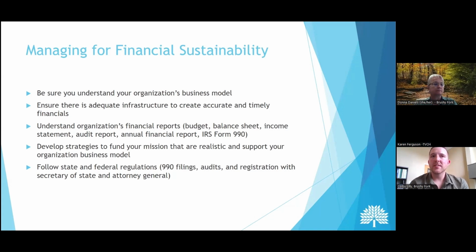Also develop strategies to fund your mission that are realistic and support the business model. And lastly, follow state and federal regulations. And that includes filing 990, undergoing audits, and maintaining registration with Secretary of State and Attorney General. In this role, the board serves to provide guidance and oversight of the organization's financial strength. The board is also there to ensure that management and staff have adequate systems to create accurately and timely reported financials.